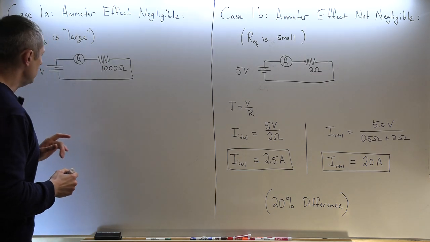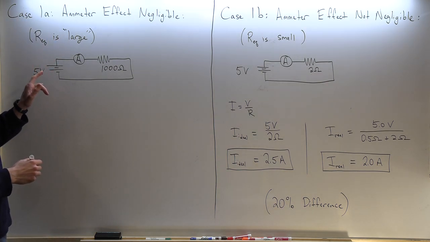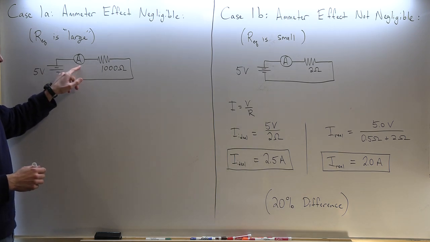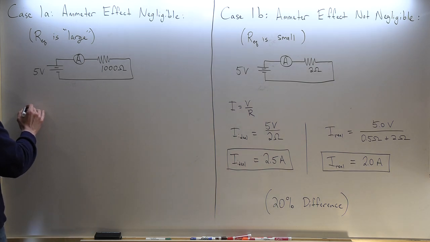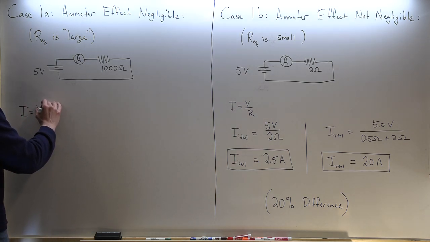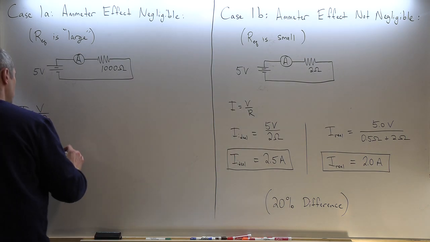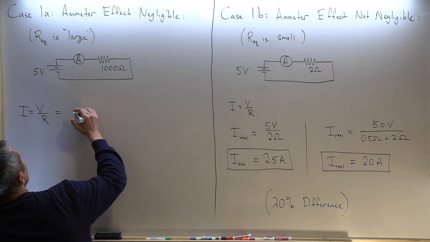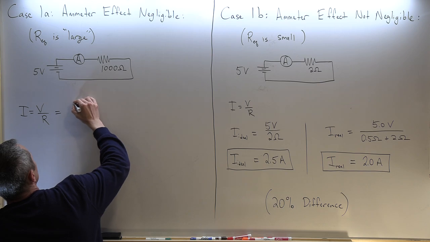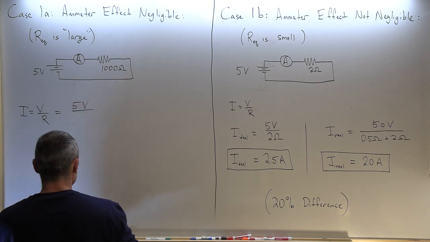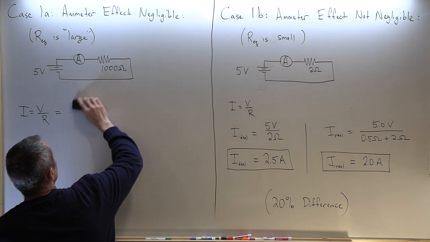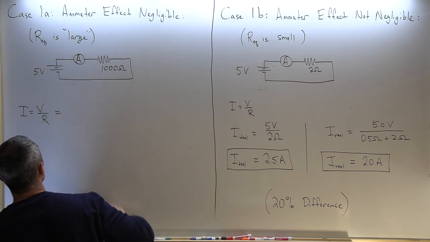So what I'm going to do is analyze what the current will be ideally if this has 0 resistance, and then what it is actually. So ideally, we would just use Ohm's law. I equals V over R, which in our case is 5 volts over, oh no, let me do this on the lower line because I'm going to need room over here.